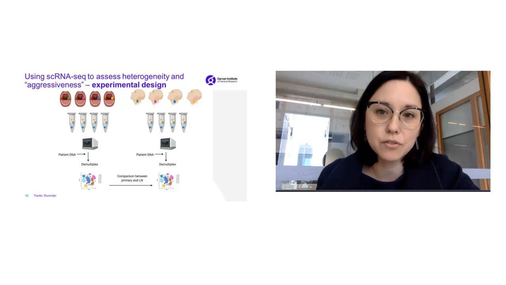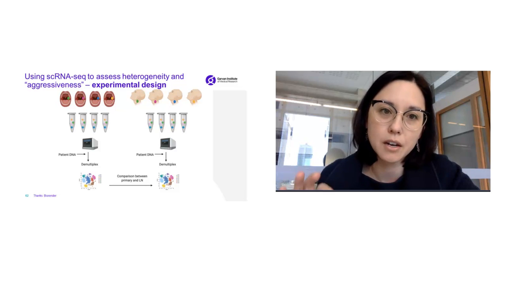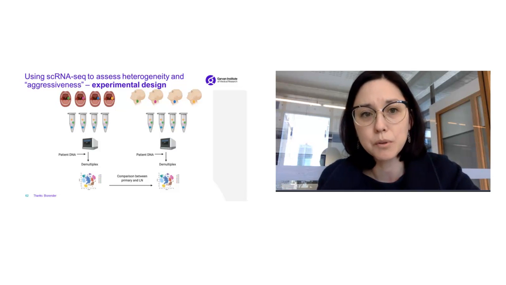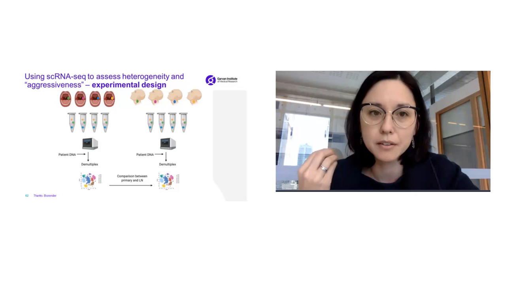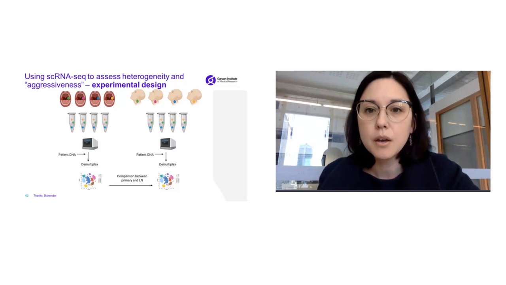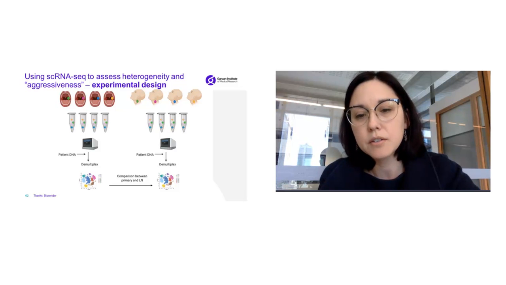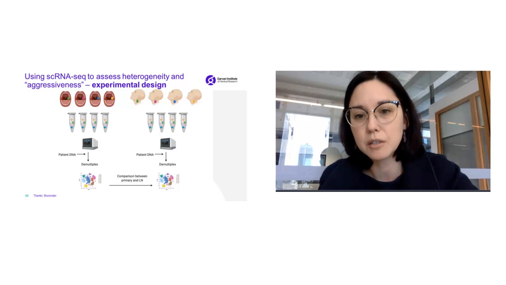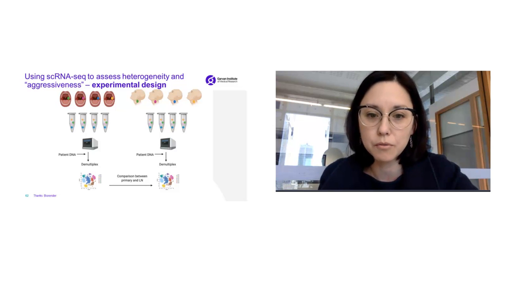So when I talk about heterogeneity, we're talking about genetic variation leading to a variation in phenotype and cell behaviour. So we're taking patients with matched primary and lymph node metastases and using single-cell RNA sequencing. We're using a pooling technique to reduce batch effect and also reduce our sequencing costs, and using a demultiplexing strategy, in this case with Demuxlet.